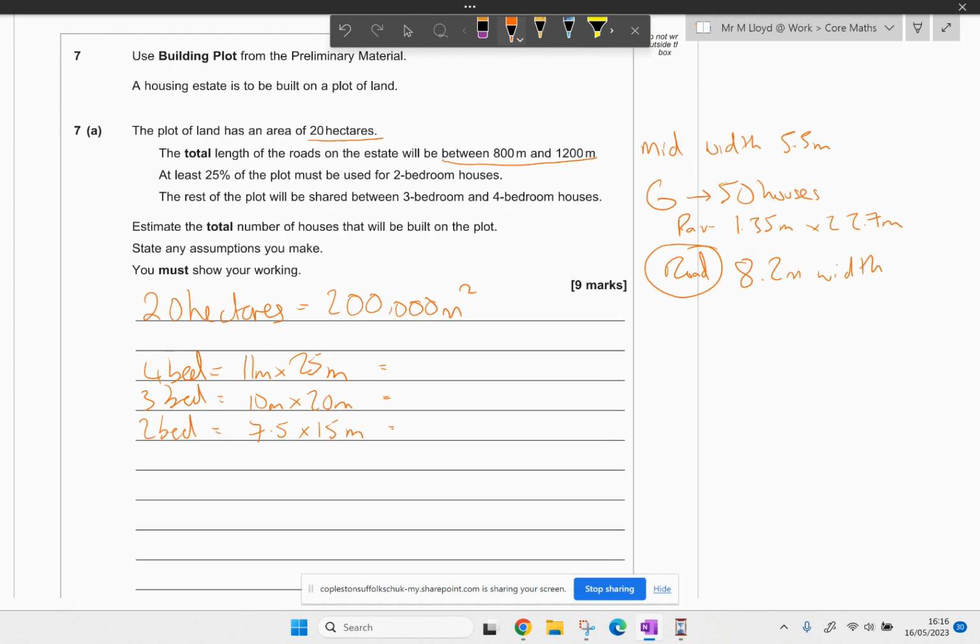So let's get these house sizes sorted. 11 times 25, 275 meters squared. 10 times 20 is 200 meters squared. 7.5 times by 15, that gives me 112.5 meters squared. So lots of these can fit into that 20 hectares, which looks wonderful. Right, estimate the total number of houses that will be built on the plot. I've made my assumptions. My assumptions are up here for my sizes. I've made my road assumption. I'm going to keep it between 6 and 50.